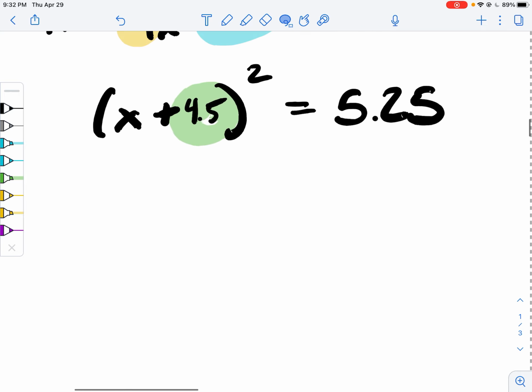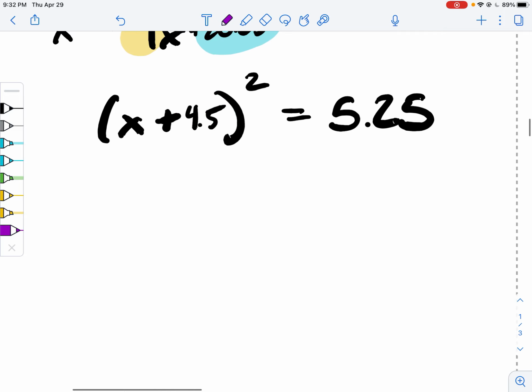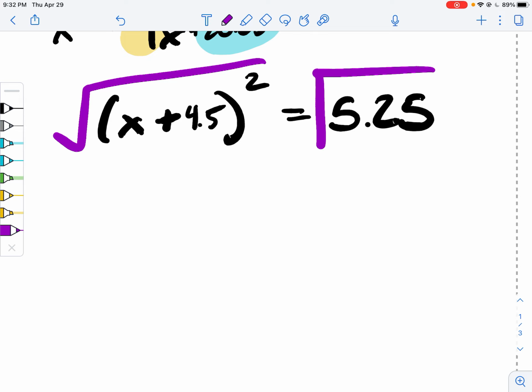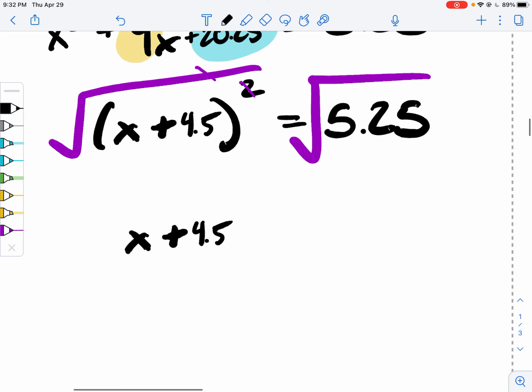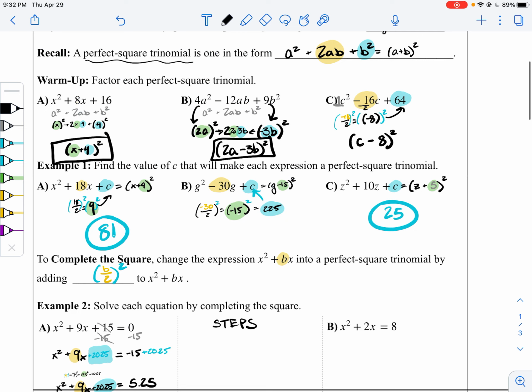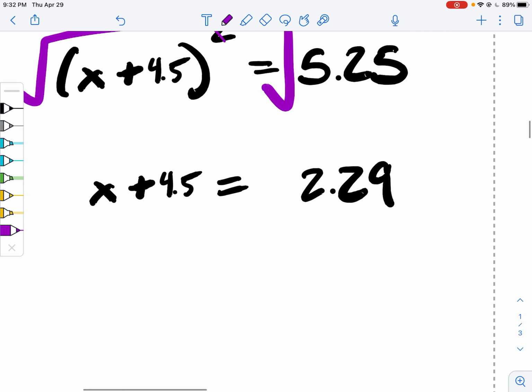Now, how do we undo this square? The way to undo a square is to take the square root. The square root and the square will cancel out, giving us just x plus 4.5. The square root of 5.25 is 2.29. But wait, square roots have positives and negatives. So the square root is, yes, positive 2.29, but also negative 2.29.